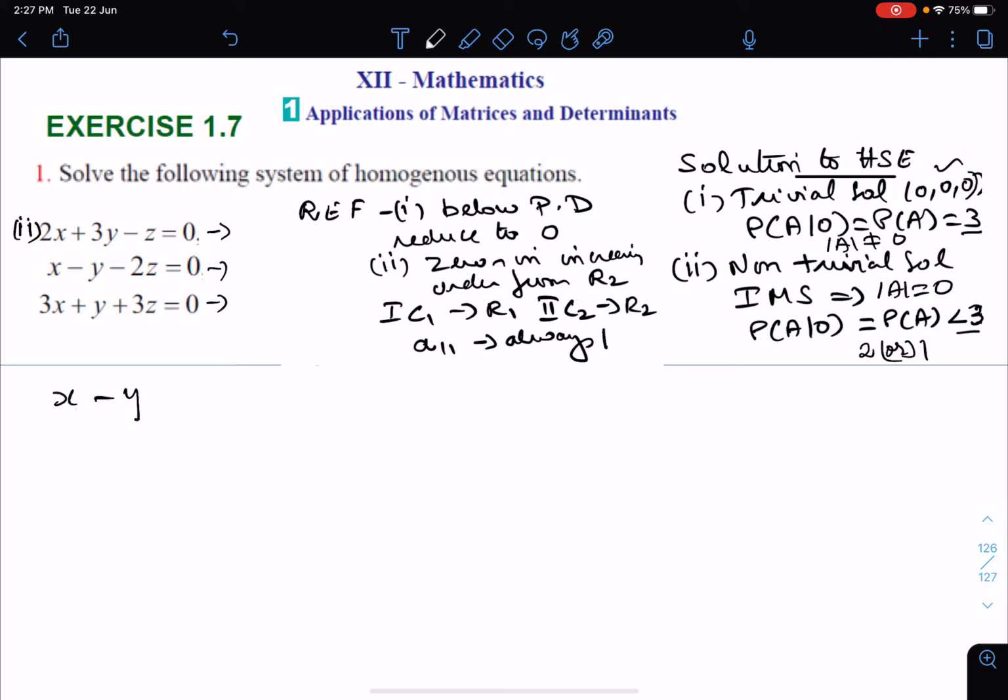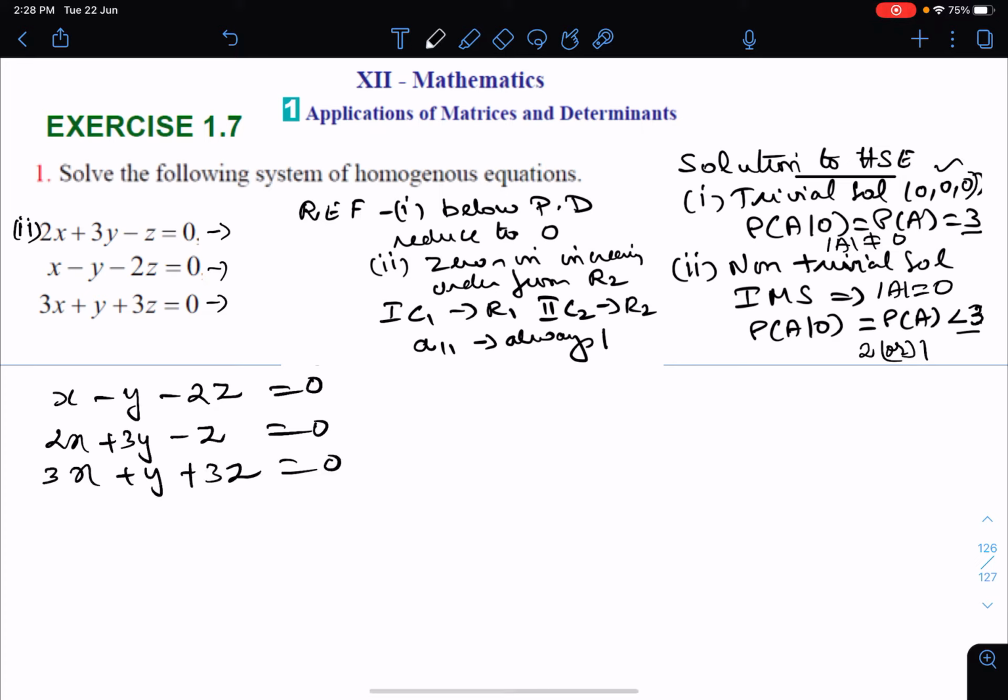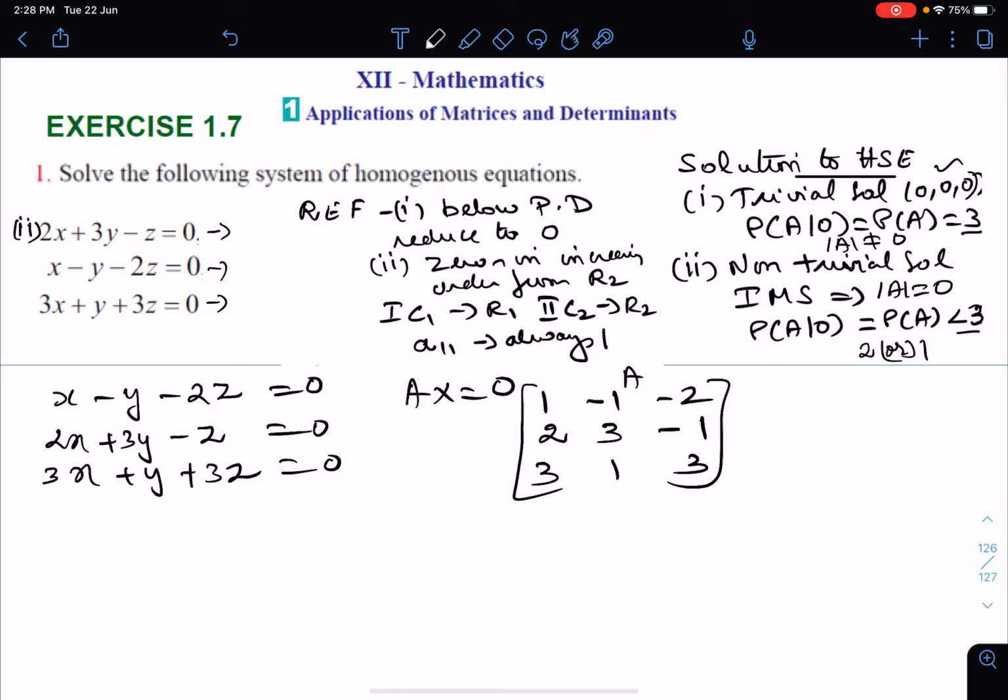So x minus y minus 2z equal to 0, 2x plus 3y minus z equal to 0, and 3x plus y plus 3z equal to 0. Now what is our AX equal to O? A is 1, minus 1, minus 2; 2, 3, minus 1; 3, 1, 3. X is x, y and z, our unknowns, and O is our zero matrix on the right hand side.